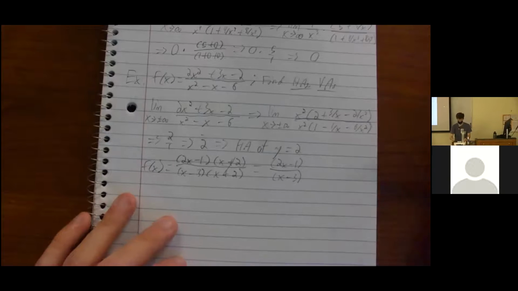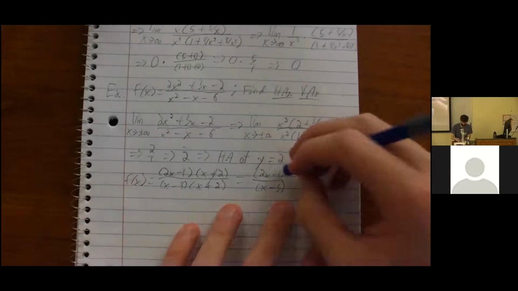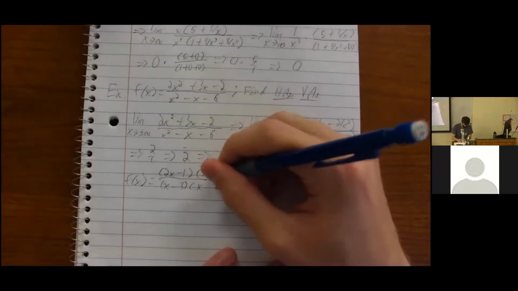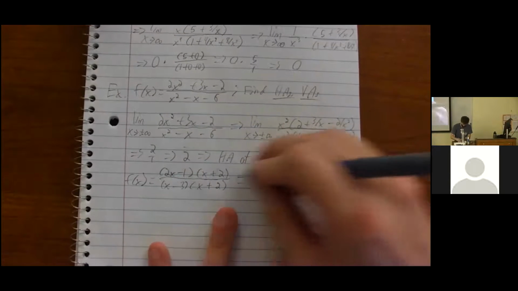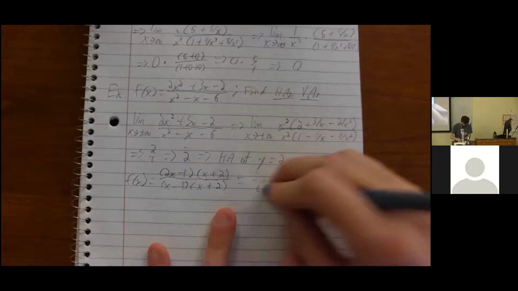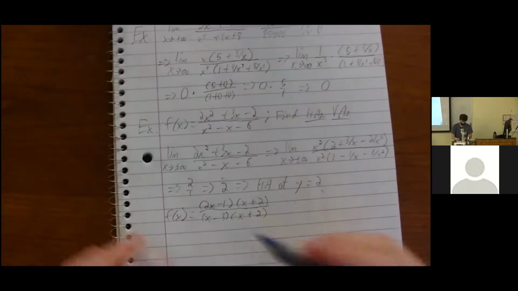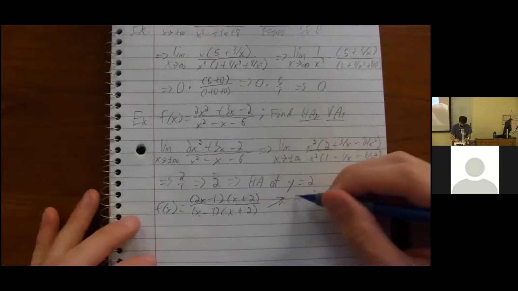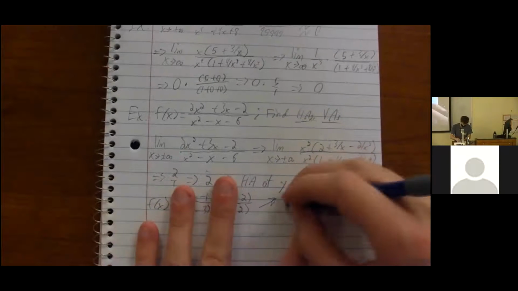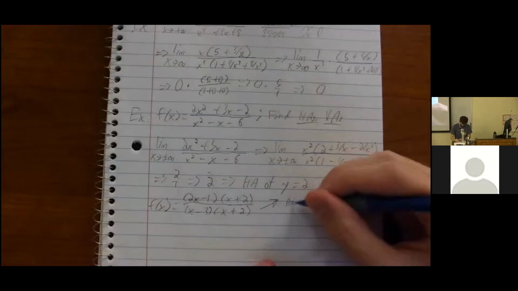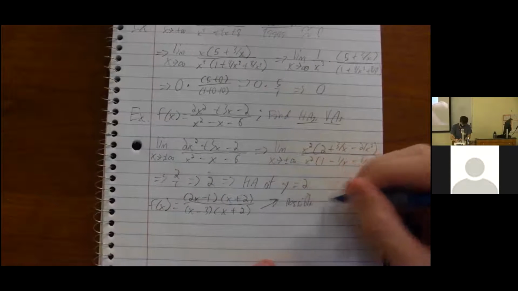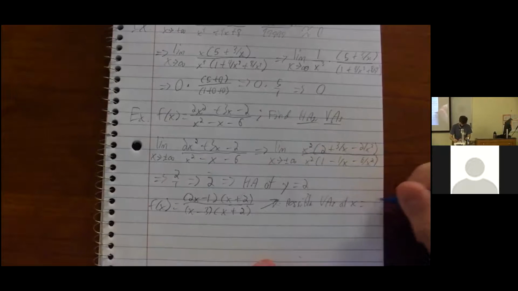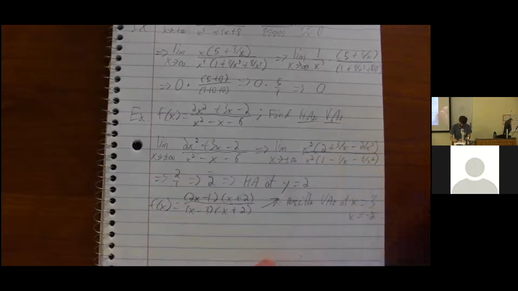Oh wait, shoot. Okay, wait. Actually, sorry, I explained that poorly. Let me rewind a little bit. Once you have this factored form, you know that the limits you want to take are from this. So this bottom will tell you that your possible VAs are at x equals 3, x equals -2, right?